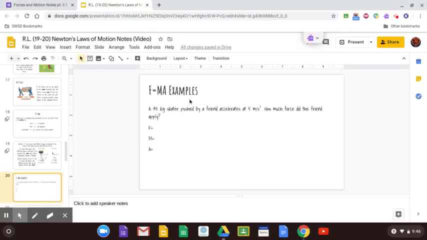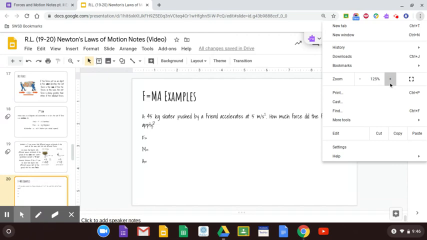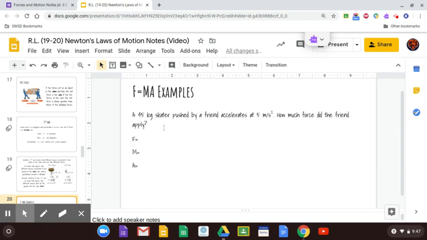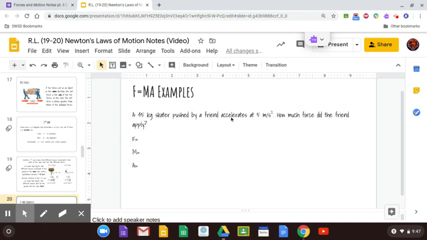Let's see, I may be able to zoom in just a little bit. That didn't do very much at all. A little bit more. All right, that's slightly better. All right, so a 40-kilogram skater is pushed by a friend and accelerates at 5 meters per second squared. How much force did the friend apply?